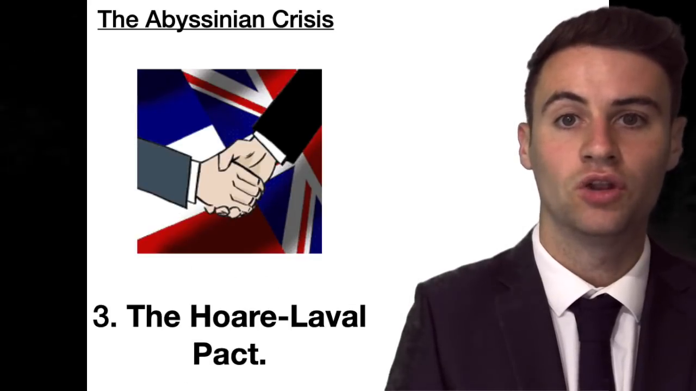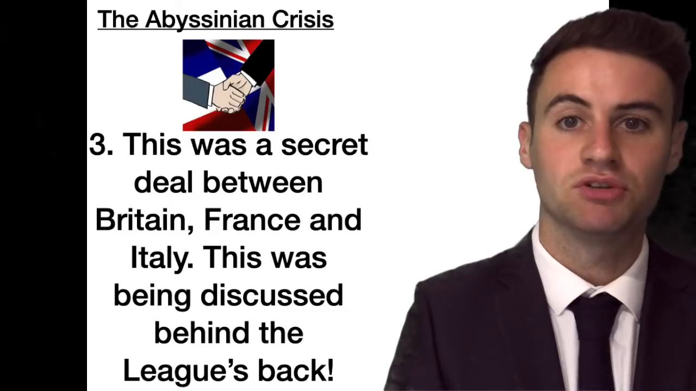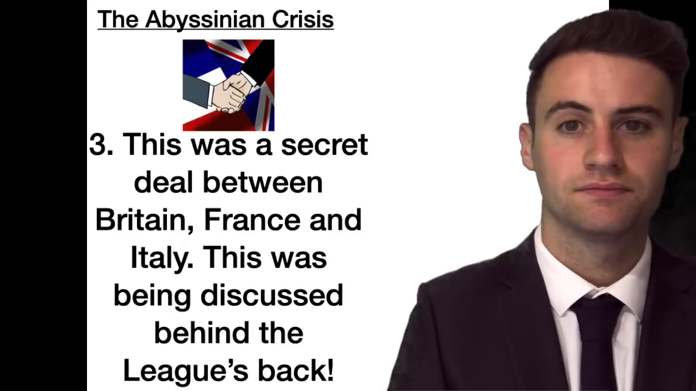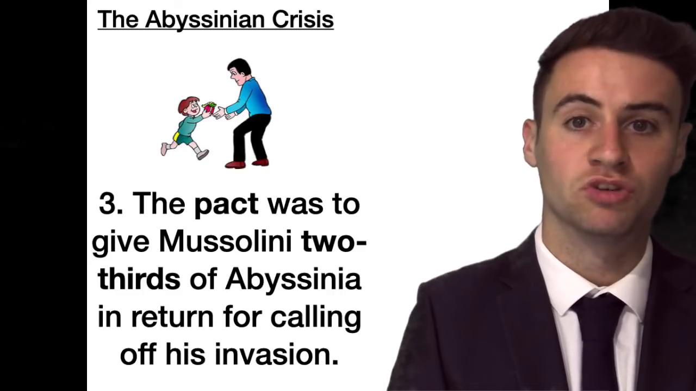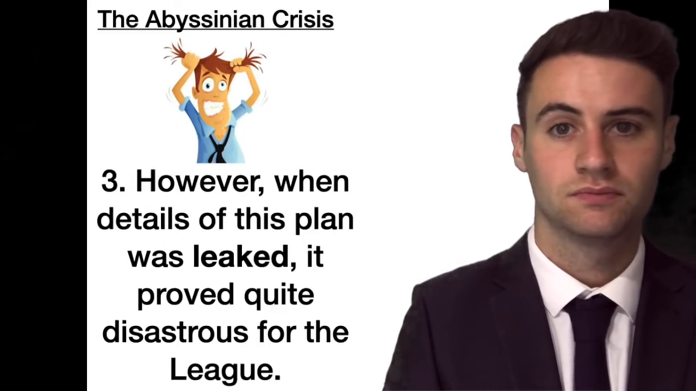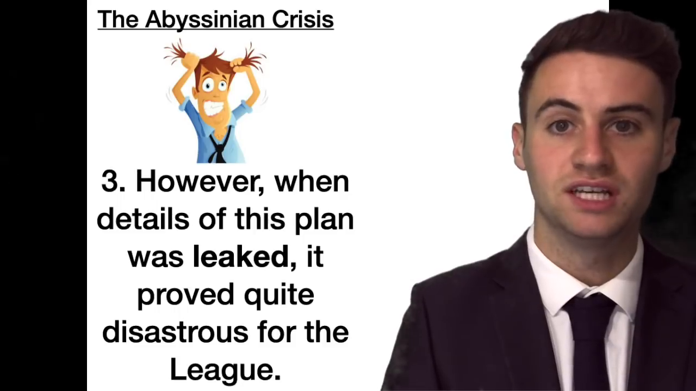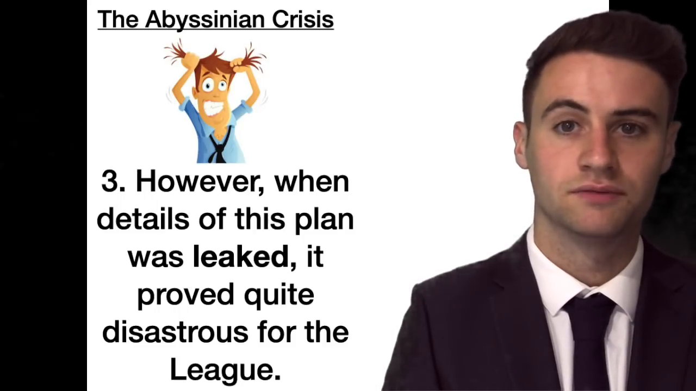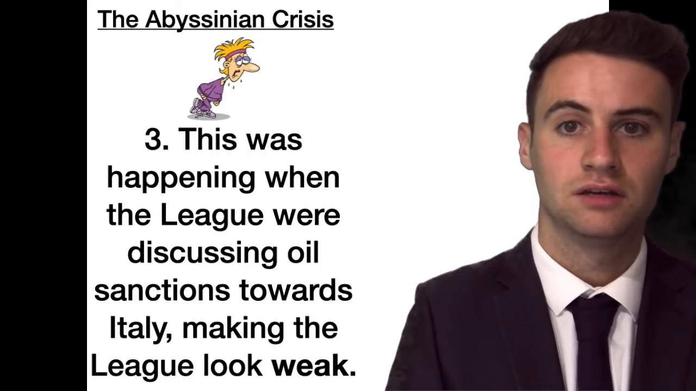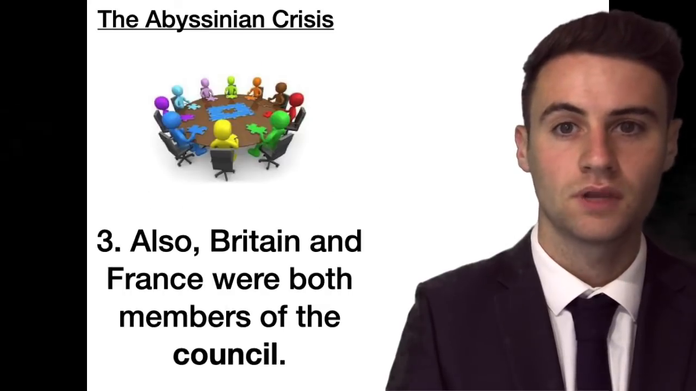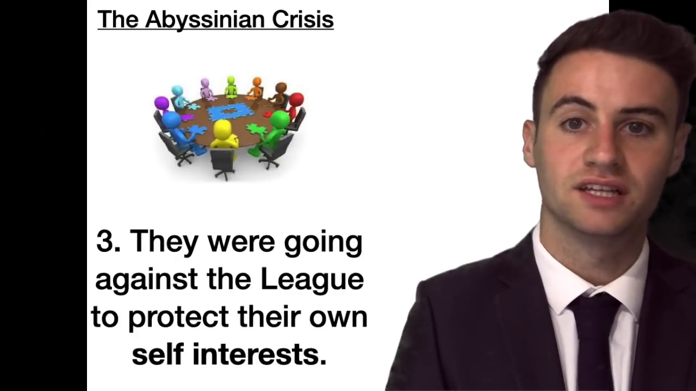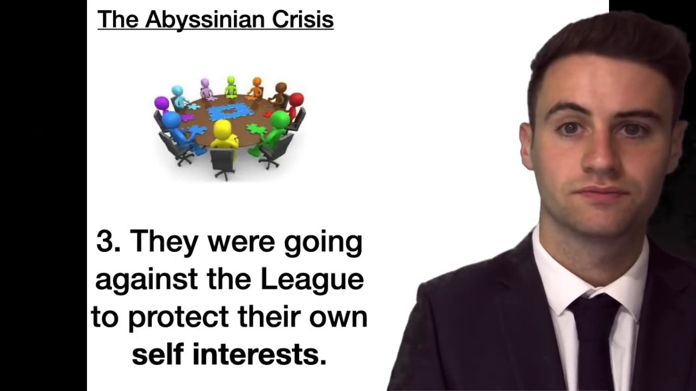Reason three: the Hoare-Laval Pact. This was a secret deal between Britain, France and Italy. This was being discussed behind the League's back. The pact was to give Mussolini two-thirds of Abyssinia, and in return, he would call off his invasion. However, when details of this plan were leaked, it proved quite disastrous for the League. This was happening when the League were discussing oil sanctions towards Italy, making the League look weak. Also, Britain and France were both members of the Council. They were going against the League to protect their own self-interests.